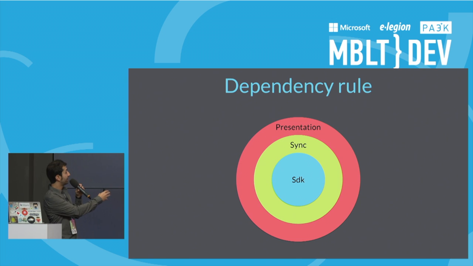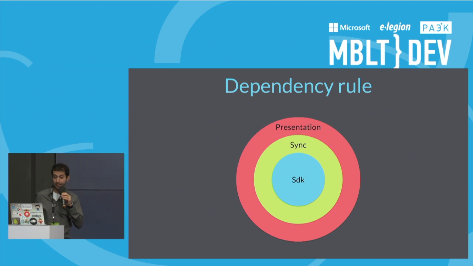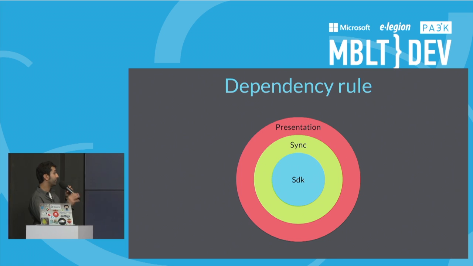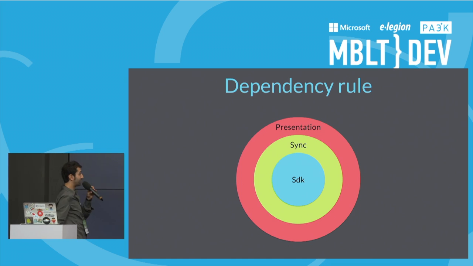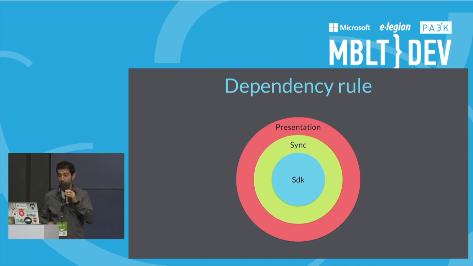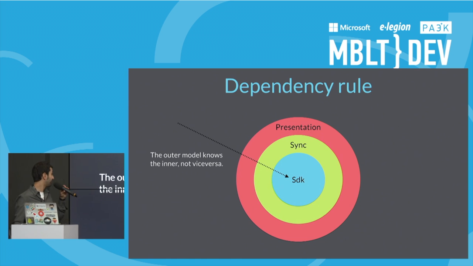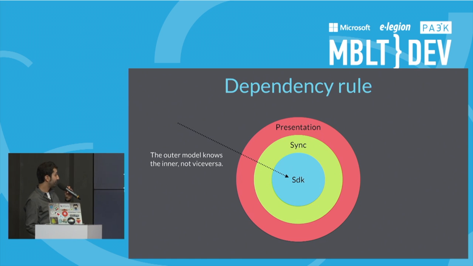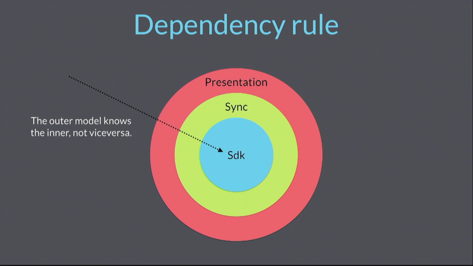So the SDK doesn't know anything about the outer world. The Sync layer, on the other hand, can talk with the SDK. The Sync layer can see the SDK. But the SDK layer cannot talk with the Sync layer. The same happens with the presentation layer. The presentation layer knows the Sync layer, but doesn't know anything about the SDK. But the Sync layer doesn't know anything about the presentation layer. So it's kind of abstraction. So the dependency rule at the end is this one. As I said, the outer model knows the inner, but not vice versa. This is a layer architecture, and interfaces are the key.